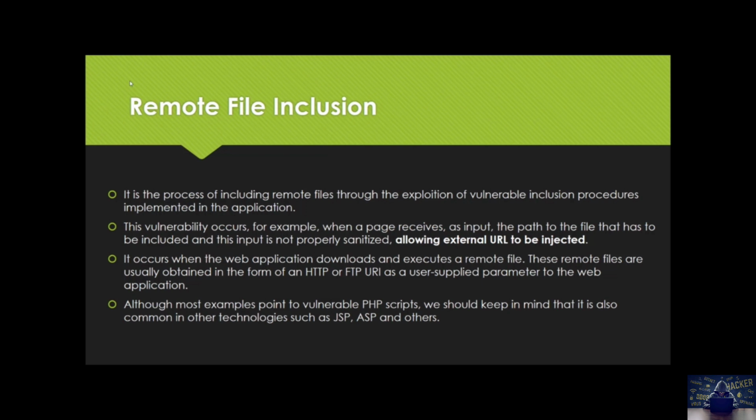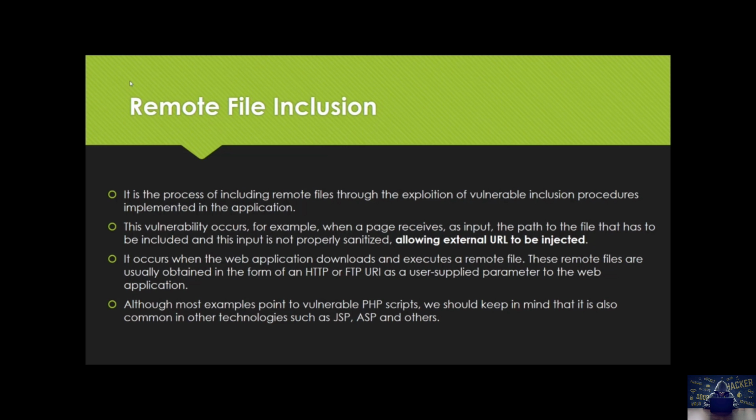In this tutorial we will talk about what is remote file inclusion. RFI is the process of including remote files through the exploitation of vulnerable inclusion procedures implemented in the application. This vulnerability occurs, for example, when a page receives an input and the path to the file that has to be included, and the input is not properly sanitized, allowing an external URL to be injected. So by injecting an external URL, if you are able to redirect it to that injected page, then we will say that we have successfully performed remote file inclusion.